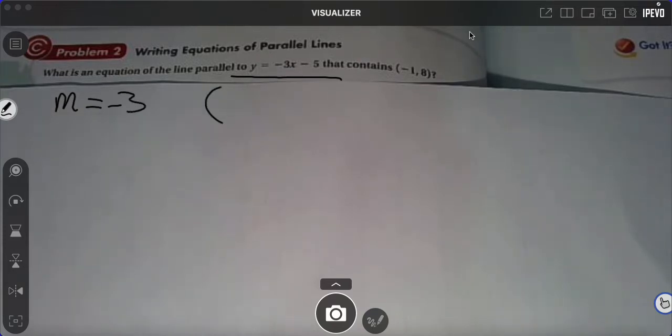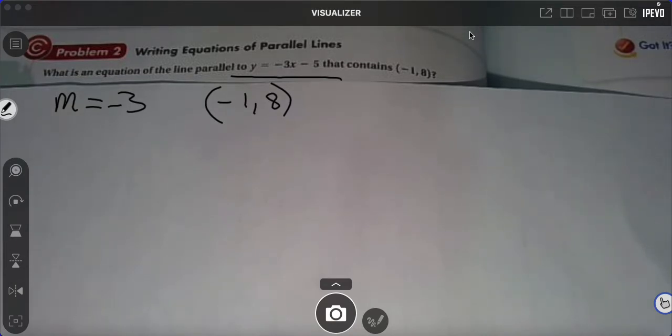What's my ordered pair? I think it says -1/8. So it's -1/8. Now this goes all the way back to like 3 days ago or something. I'm going to write an equation in point slope form. What do I have? I have a point and a slope. Does everybody see that? I know my slope is -3 because of the equation.